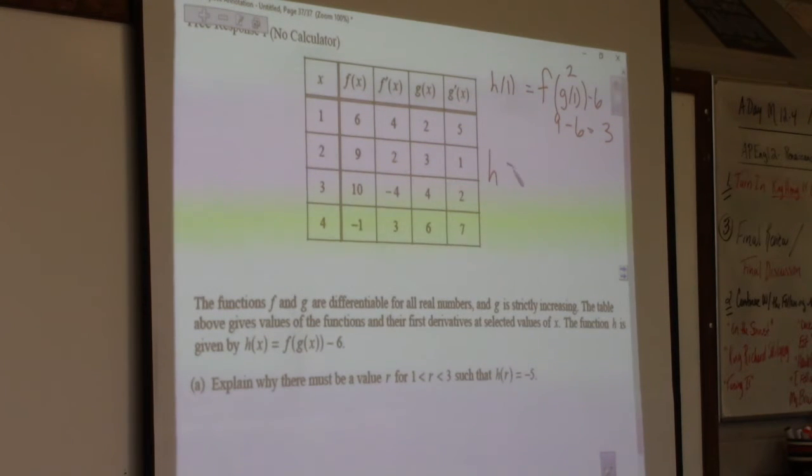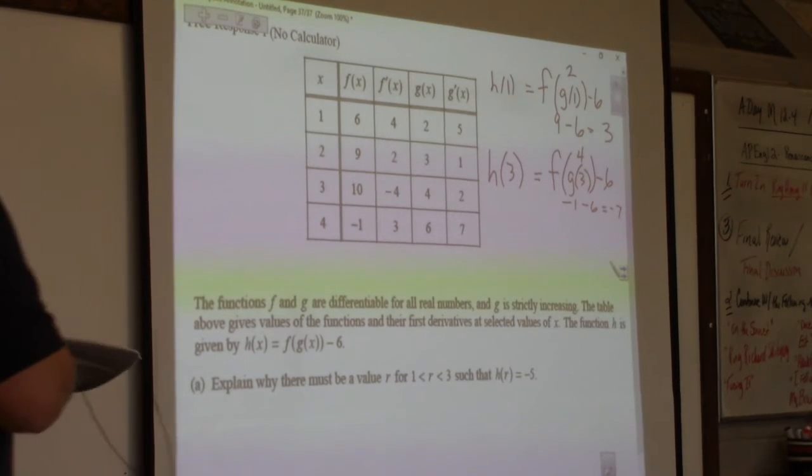All right, and let's find h of 3. So we're going to find f of g of 3 minus 6. What is g of 3? 4. And f of 4? Negative 1. So negative 1 minus 6 gives me negative 7. All right, so there are 2 points on our graph at 1 and 3.